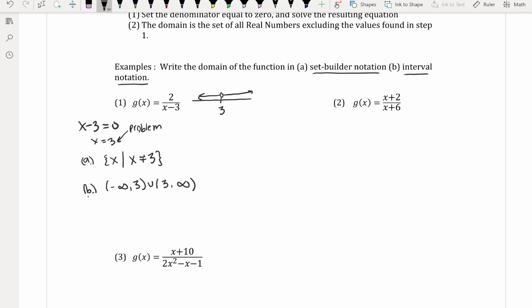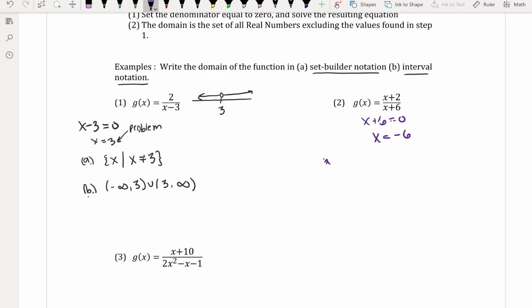Okay, so for part number 2, it's the same process. We want to find the domain, and we want to write it in set builder notation and interval notation. So again, we want to find the problem. The problem is going to come from the denominator. So I'm going to set my denominator, x plus 6, equal to 0. So x is equal to negative 6. I subtracted 6 from both sides.